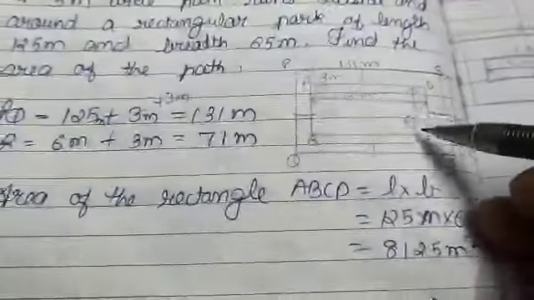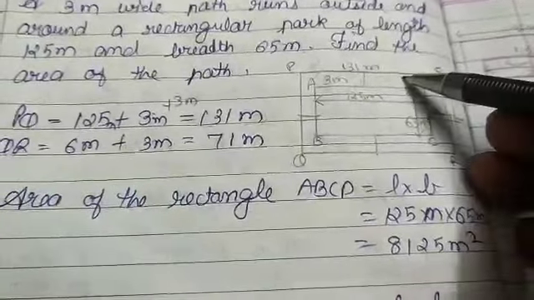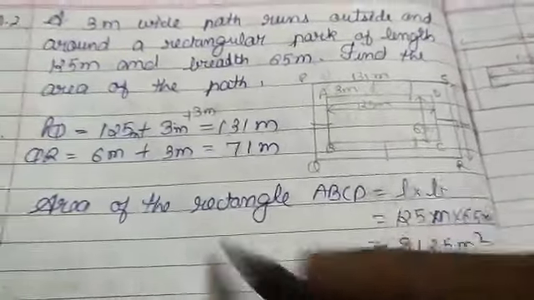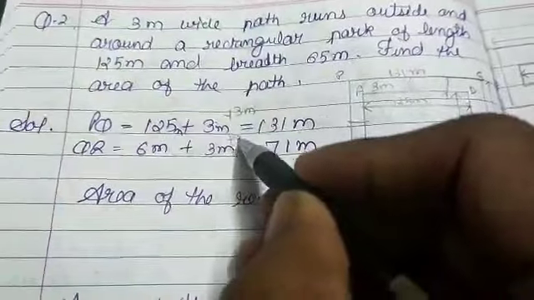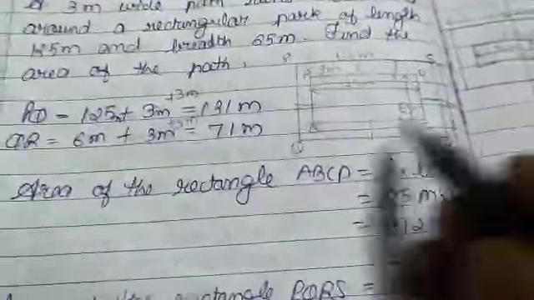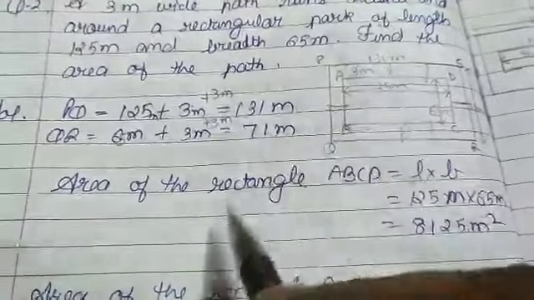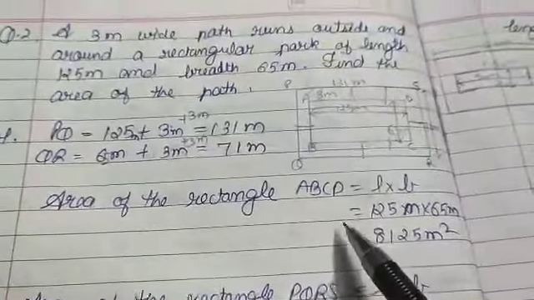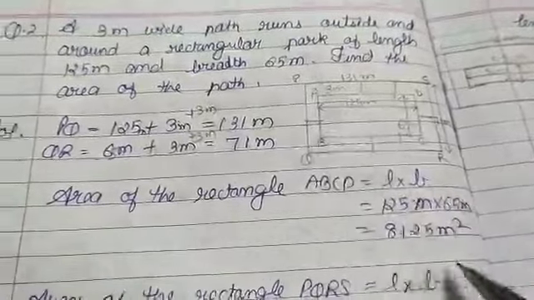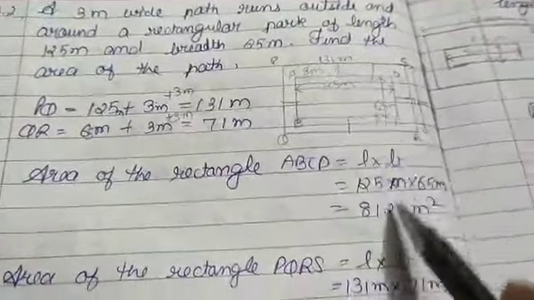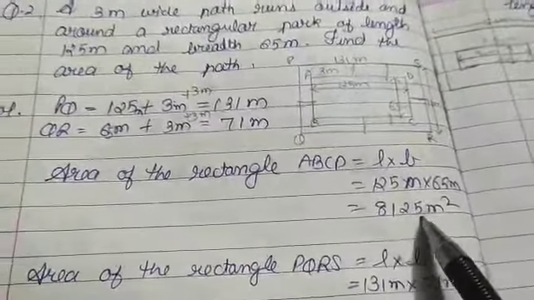And to find the breadth, it is 65. When you add 3 meter here and 3 meter here, that is 3 plus 3 plus 65, how much will you get? 71 meter. Now let us first find the area of only the park, that is ABCD. That is length into breadth, 125 into 65. When you multiply, you will get 8125 meter square.